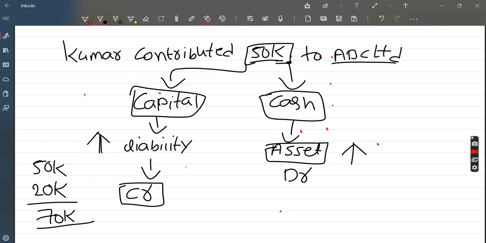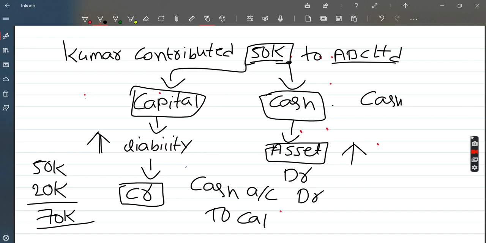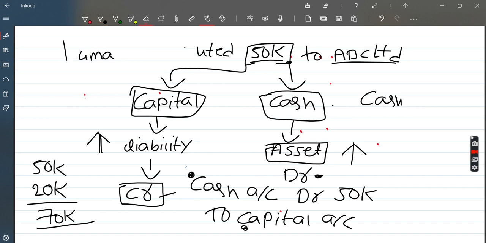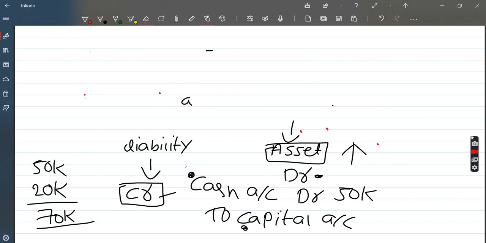So now the general entry will be: cash account debit to capital account. Let's think from ABC Limited's point of view. For ABC Limited, cash is increasing by 50,000, so the asset is increasing, and that's why we debited it. Also, capital is increasing, which means the liability is increasing, so we credited it. For all general entries, you can use the rules of debits and credits. You will never go wrong if you use them.